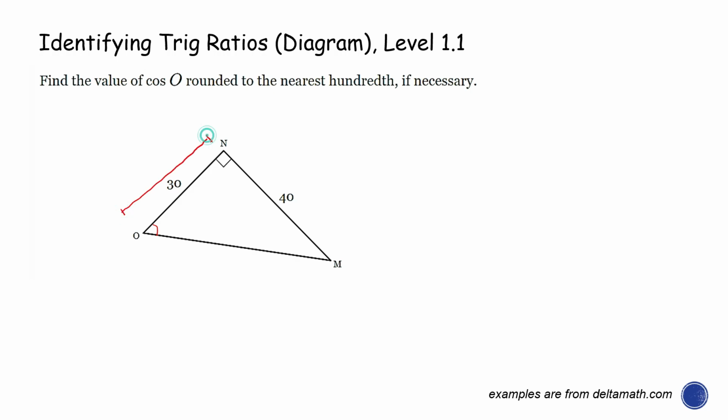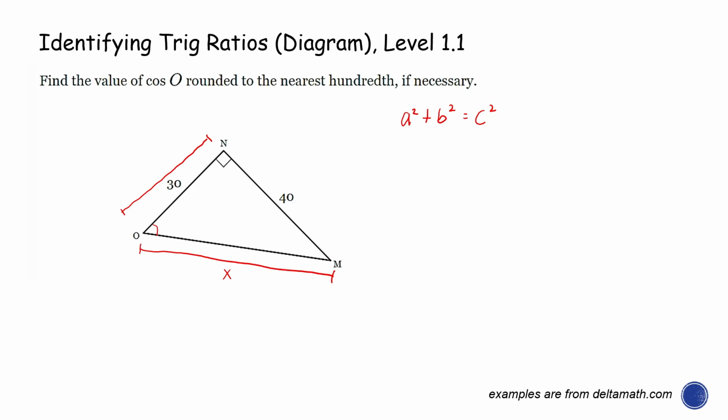Here we have the adjacent side NO, and that equals 30. The hypotenuse is MO, which we don't know yet. So that means we need to solve for that. Let's say that is our x. The first thing we need to do here is to solve for x first, and that is by using the Pythagorean theorem. So that's a squared plus b squared equals c squared.